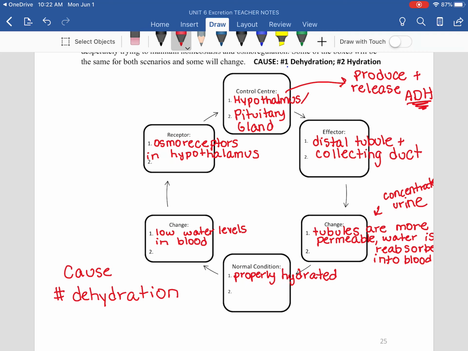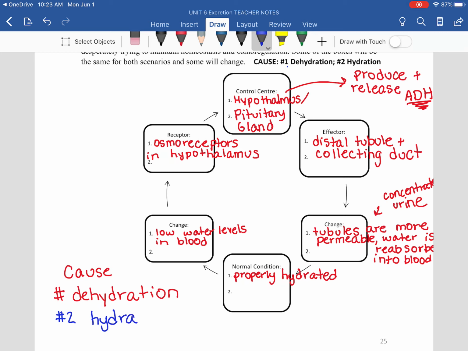Okay, so summary, we're dehydrated. Therefore, we have low water levels in our blood. Our osmoreceptors in our hypothalamus in our brain sense this. That hypothalamus produces ADH, and then the pituitary gland will release it. That ADH hormone will have an effect on the distal and collecting duct of the nephron. Those tubules then, under the control of ADH, become more permeable to water, which means water can pass through and be reabsorbed into the blood. Therefore, our blood becomes kind of more hydrated and our urine is very concentrated because we are excreting very, very little water.